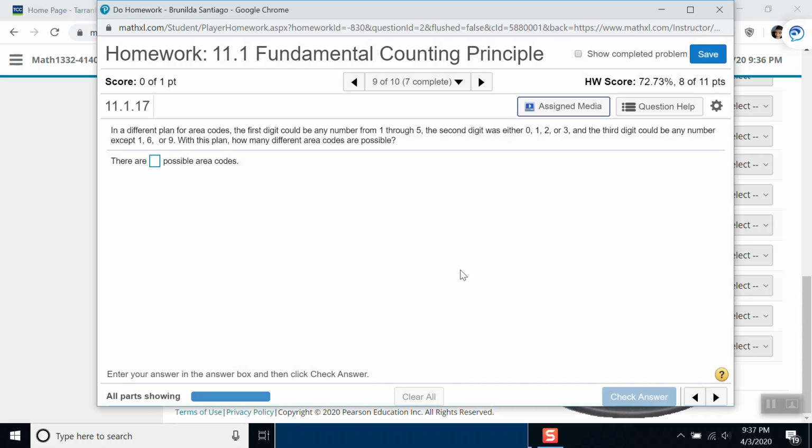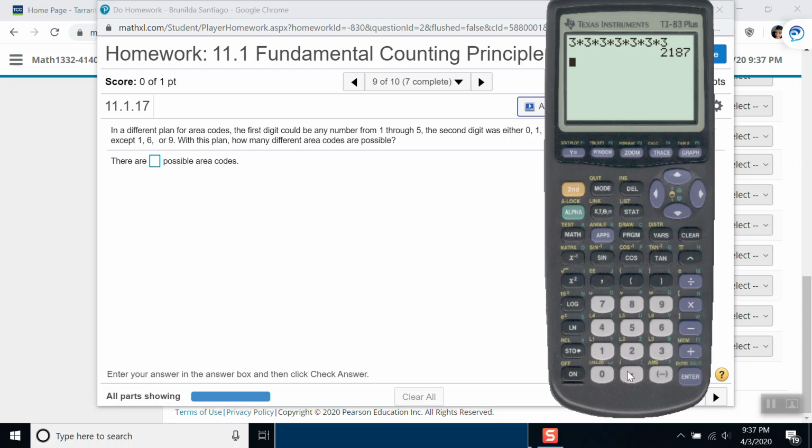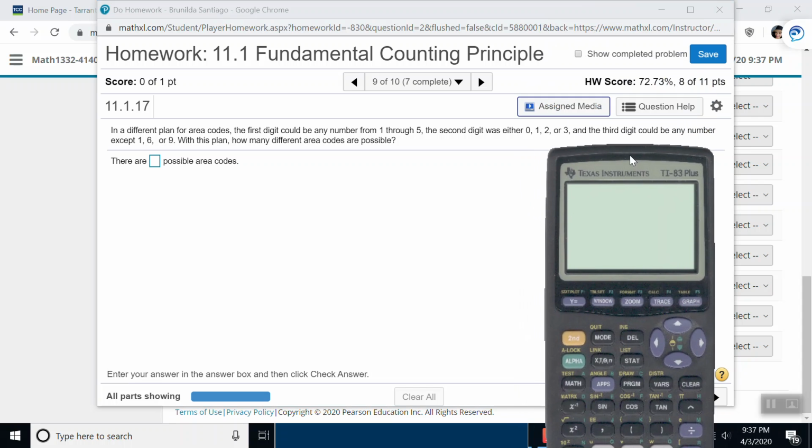So next, in a different plan for area codes, the first digit could be any number from 1 to 5. The second digit was either 0, 1, 2, or 3, and the third digit could be any number except 1, 6, or 9. Let me see if I can do this in the calculator. It's best if we show some work, but let me see.